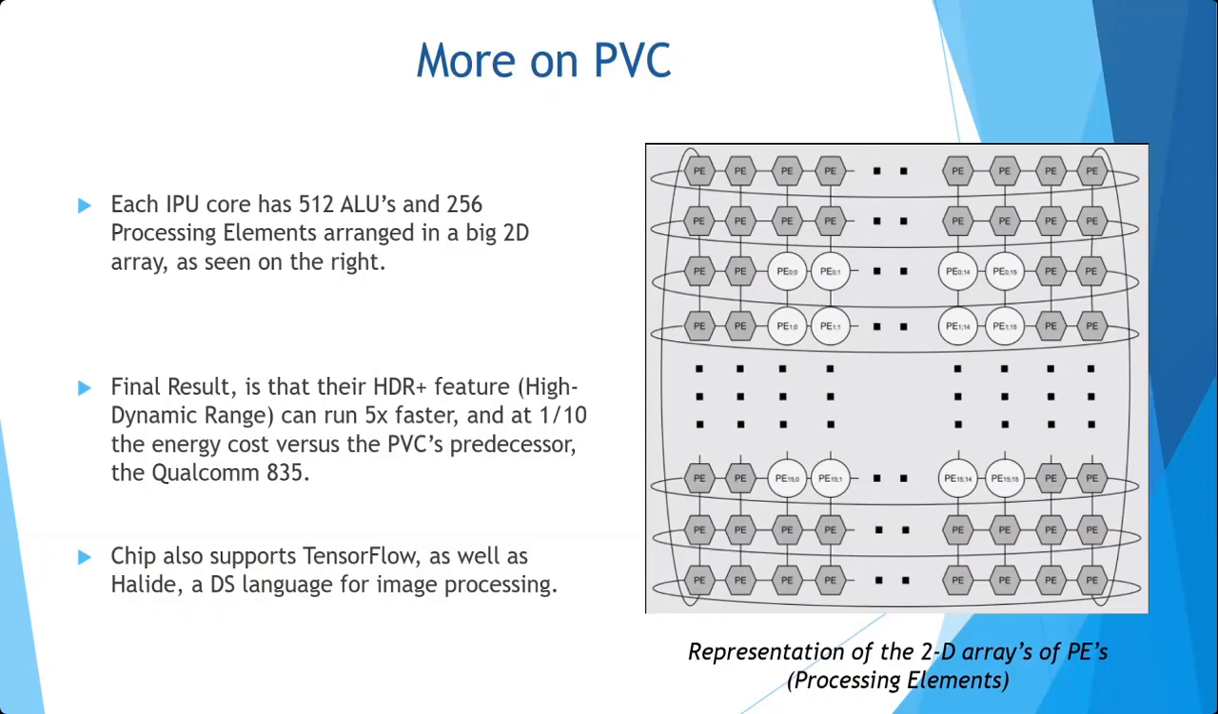So it was obviously a very strategic move from Google to move to a domain-specific approach. Another fun fact, this chip can also support TensorFlow as well as Halide, which is a domain-specific language for image processing. And on the right, we have a graph of processing elements. The hexagons are halo arranged processing elements versus the spheres, which are just the core processing elements.